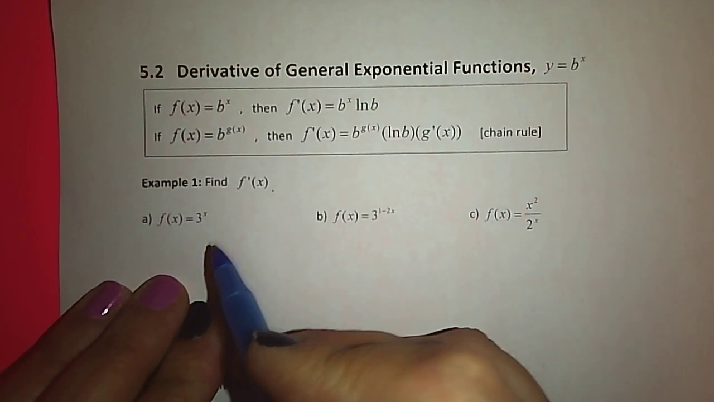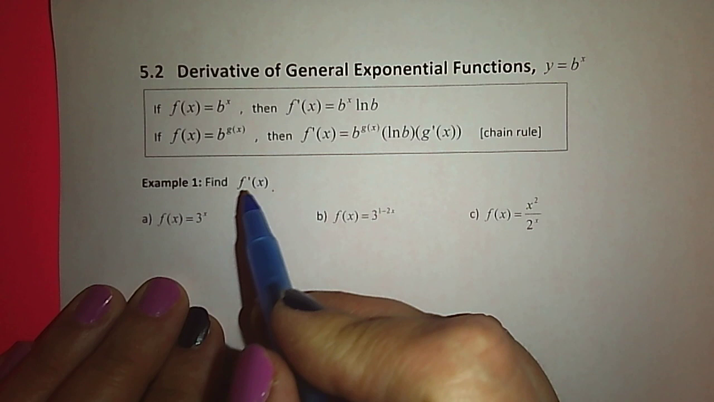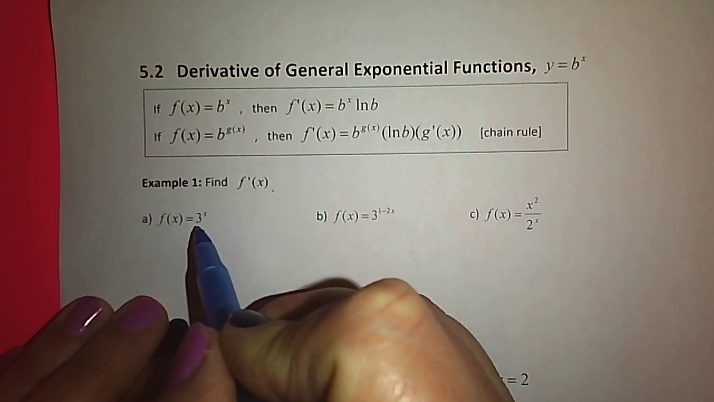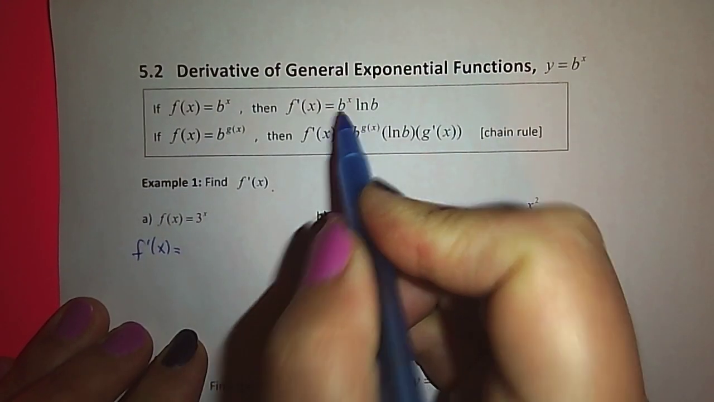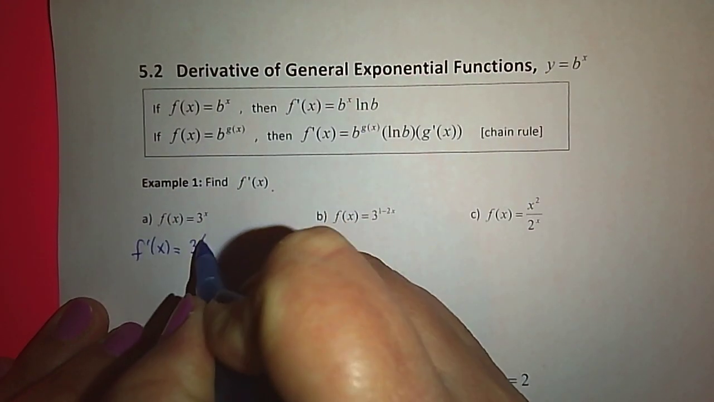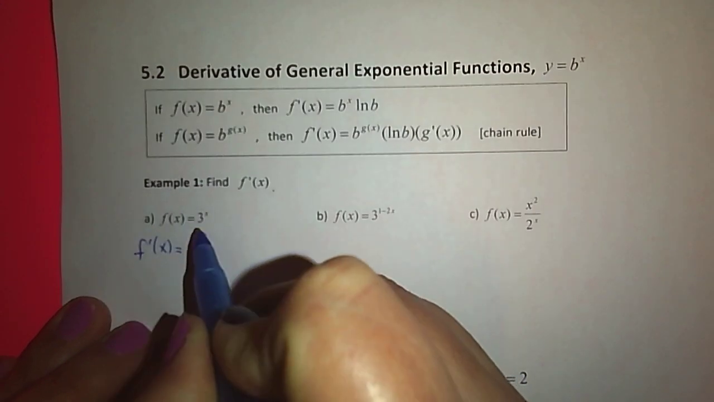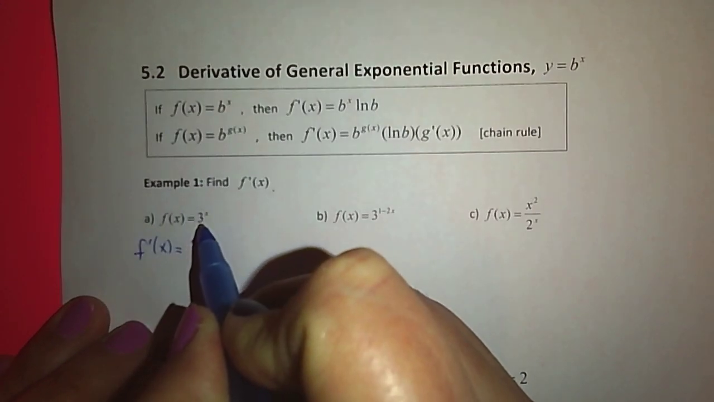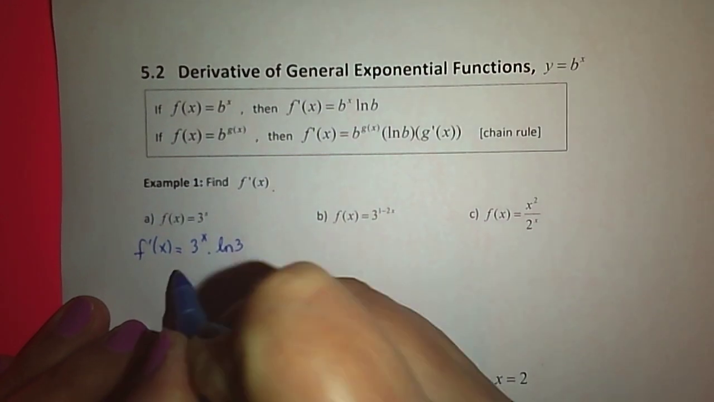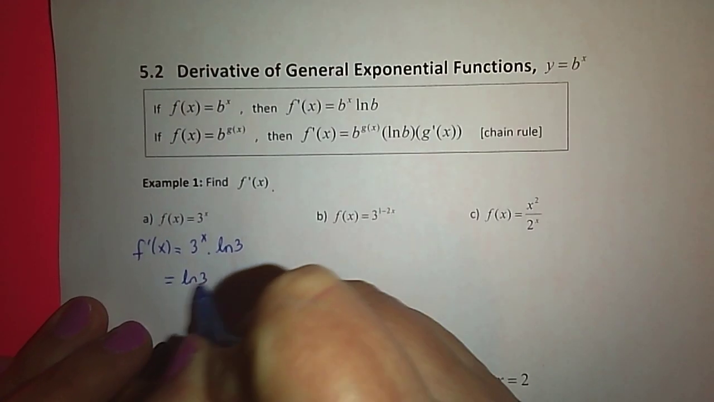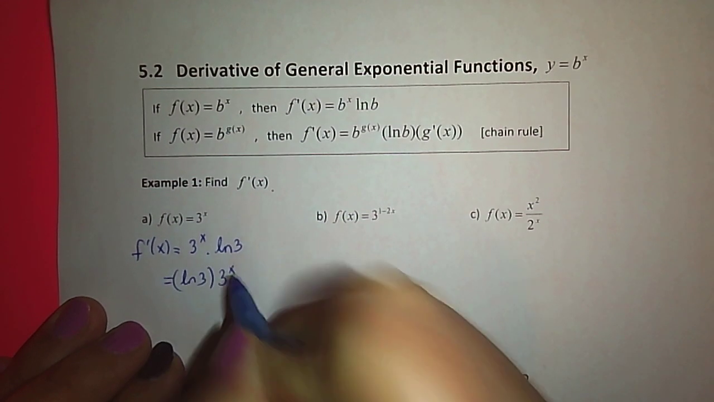So let's look at some examples here. Find the first derivative. f of x equals 3 to the power of x. When we take the derivative, let's apply the rule here. We are going to say 3 to the power of x times, now we need to multiply this by the ln of the base, so ln 3. We can also write it as ln 3 times 3 to the power of x.